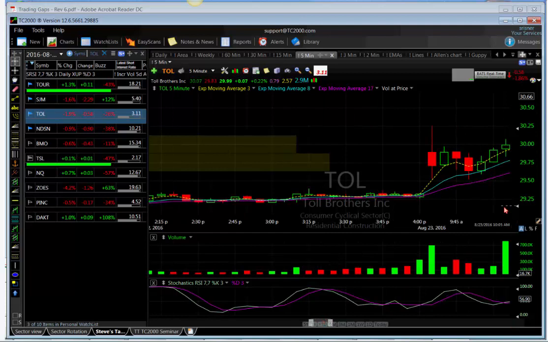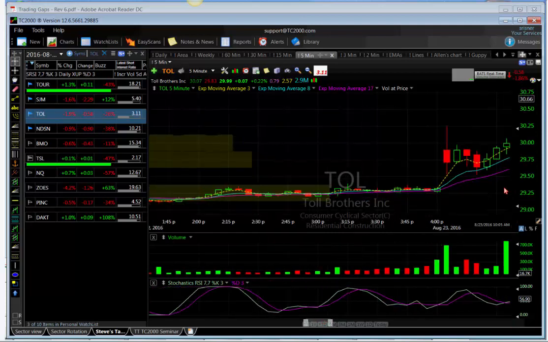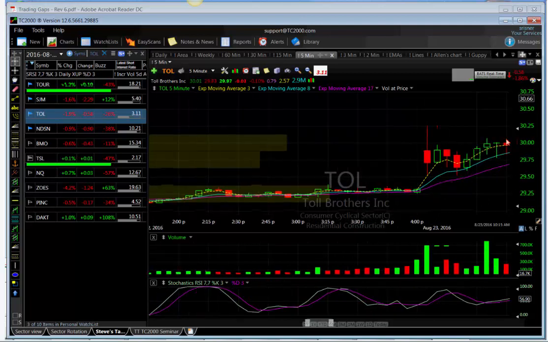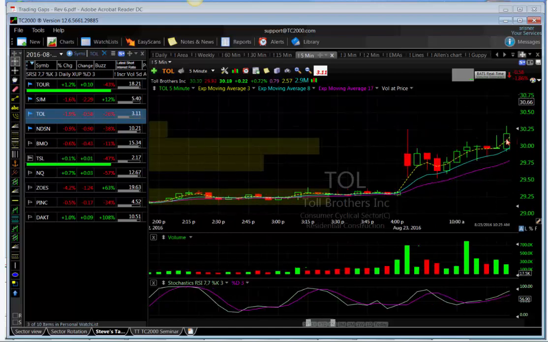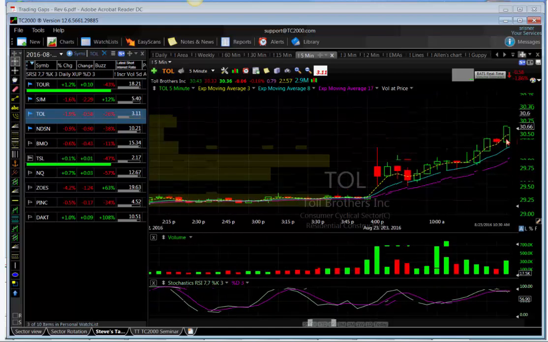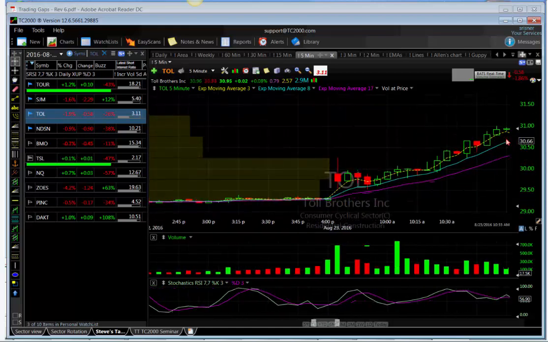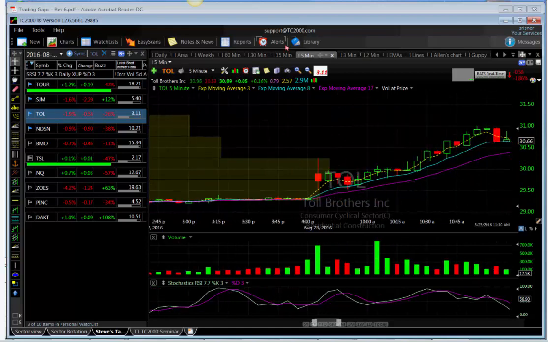Notice that the volume picked up. Volume picked up as we start to see more buyers as we got above 30. Is it going to continue or is it going to stop? It's battling and finally made it up to 30 and a quarter and finally made it to 30.75, then $31.